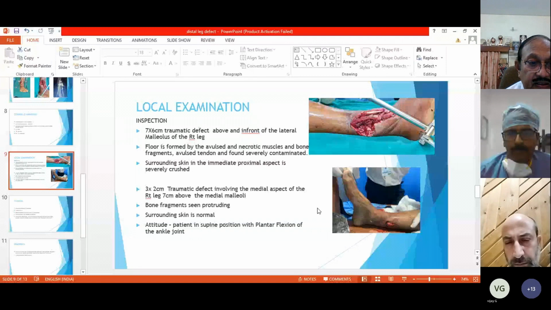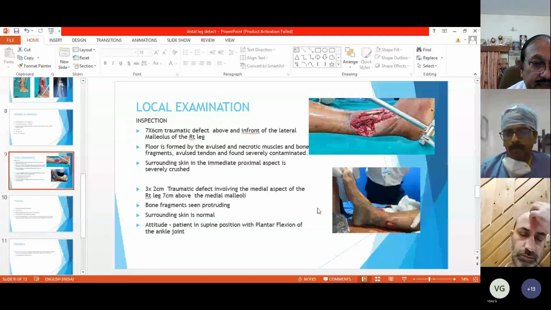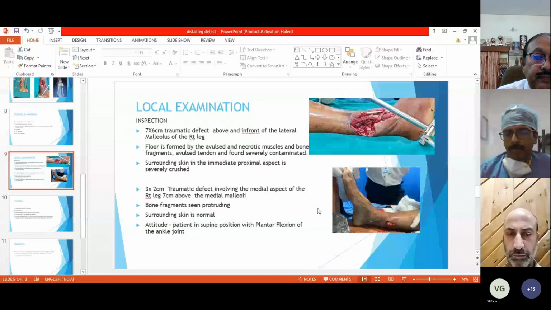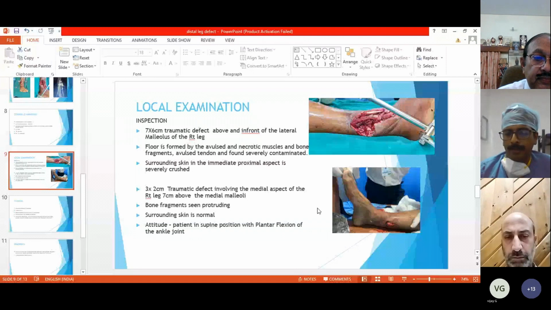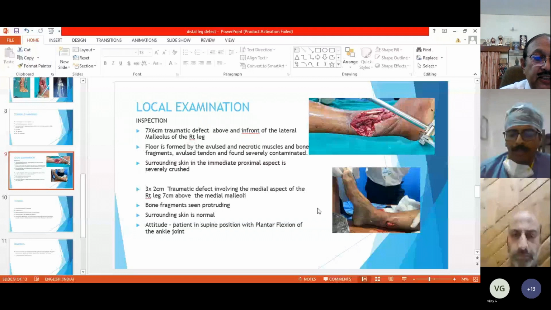And what is more common? Dr. Umar will tell you.